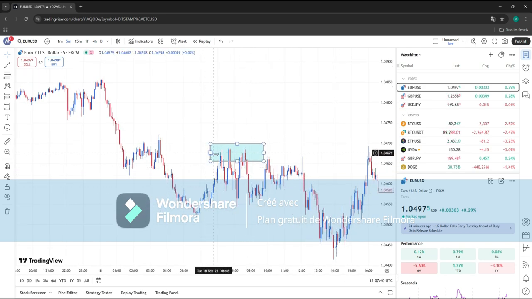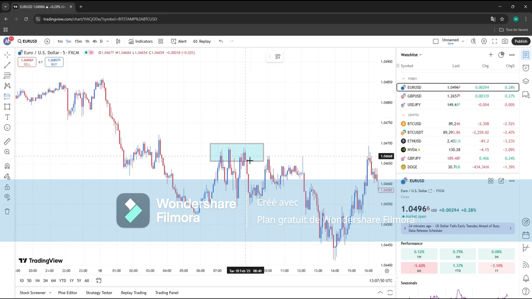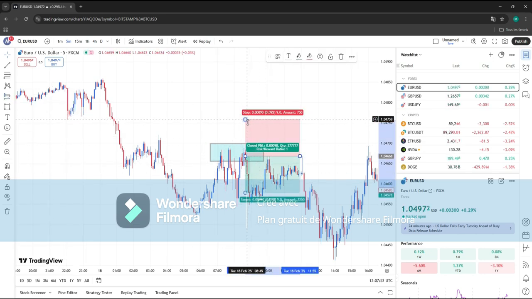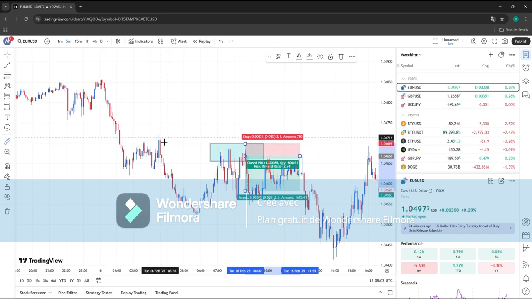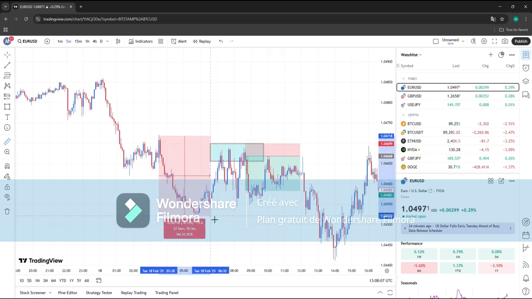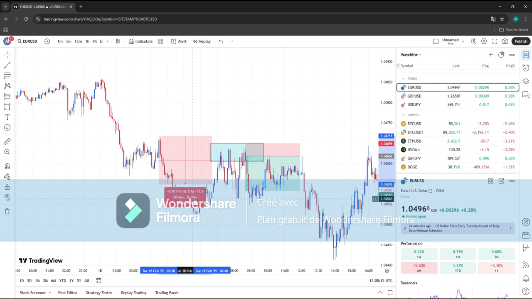We can make a stop loss. When it touches, we can make a short position right here. We make the stop loss at the high of this Fibonacci retracement, and the target right here. We look not at the high, not at the low, we look at the middle right here.